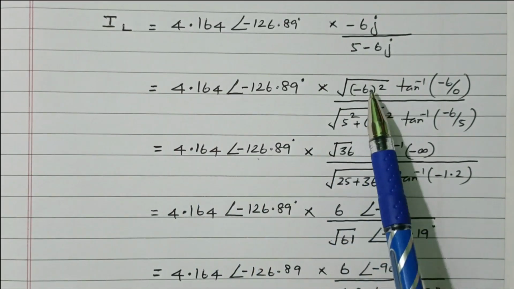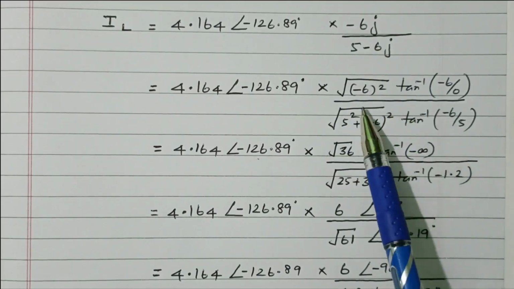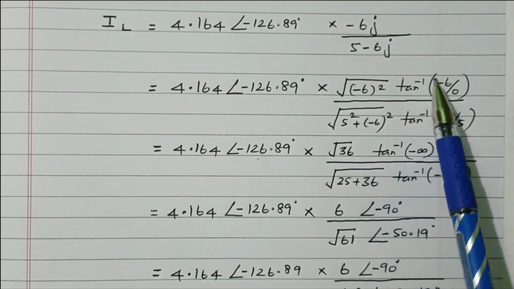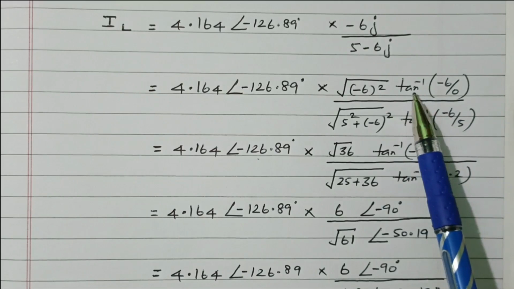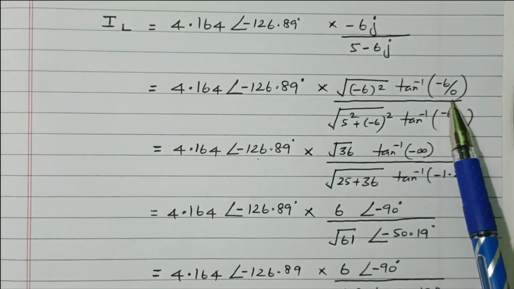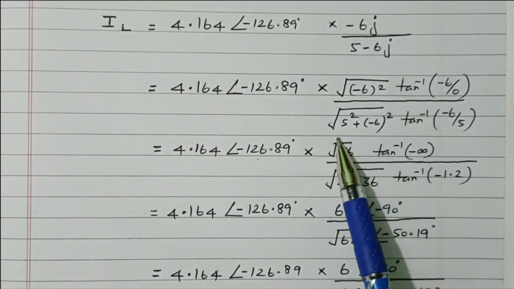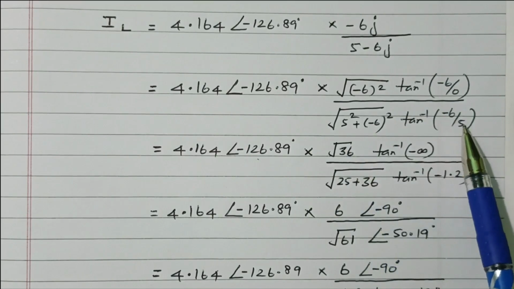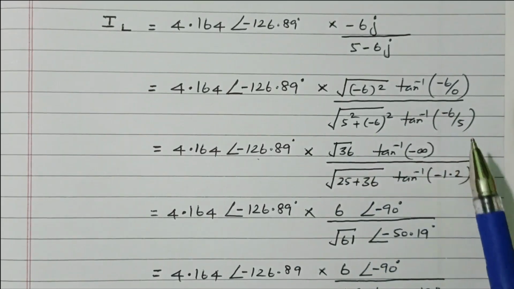Now we need to convert this from rectangular form into polar form. So for the numerator, the magnitude is 6 and the angle is tan inverse B by A. Just now we saw how to calculate it: tan inverse imaginary term divided by real term. Similarly here, for the denominator we have 5 minus 6J. So square root of 5 square plus minus 6 square, tan inverse minus 6 by 5. B by A, imaginary term divided by real term.